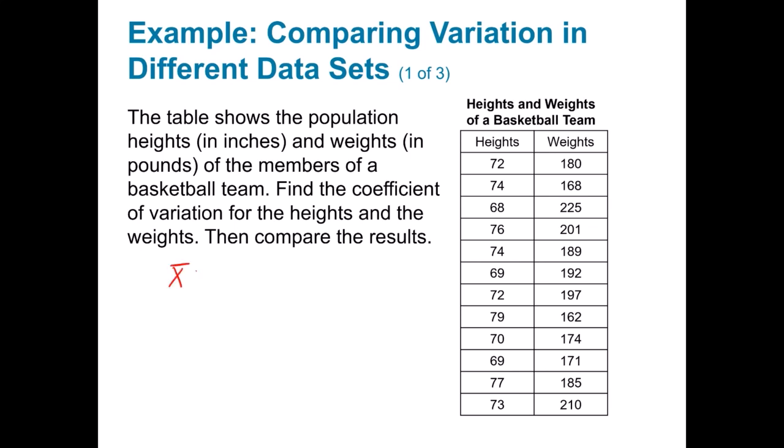The mean height is 72.8 inches. And the standard deviation of the height is 3.3 inches. And the mean weight is 187.8 pounds. And the standard deviation of the weight is 17.7 pounds.